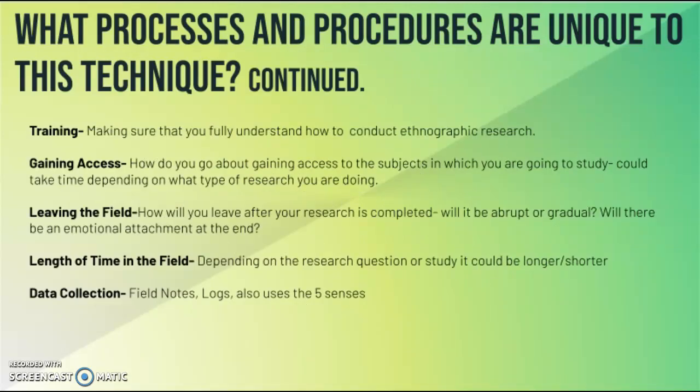Processes and procedures that are unique to observation include trainings that make sure you fully understand how to conduct ethnographic research. You have to think about gaining access to the subjects you're going to study. It could take time depending on what type of research you're doing. For example, if we weren't teachers and needed to observe students, we would need to gain access into the school building, which would require clearances and things like that, which would take time.